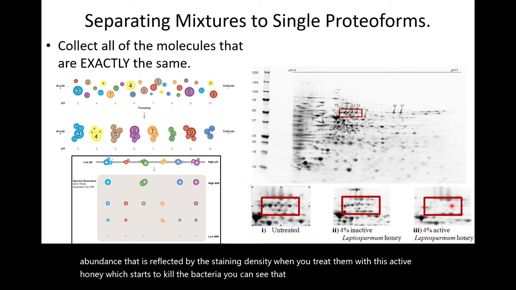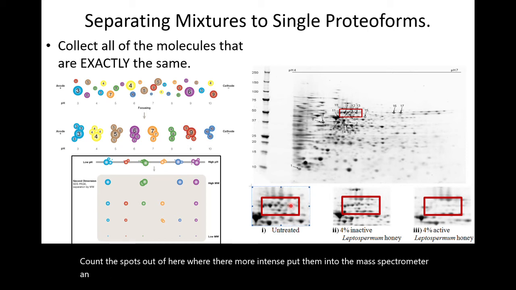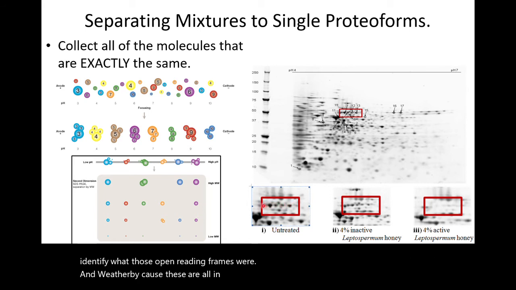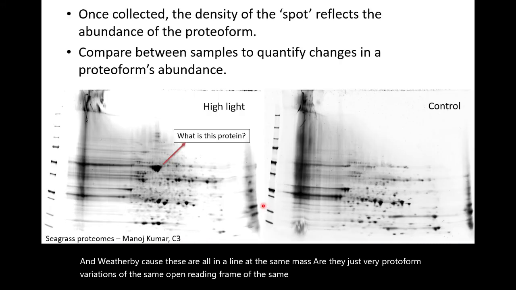of these proteins disappears. So what you can now do is cut the spots out of here where they're more intense, put them into the mass spectrometer and identify what those open reading frames were, and whether, because these are all in a line at the same mass, they are just proteoform variations of the same open reading frame, of the same gene.